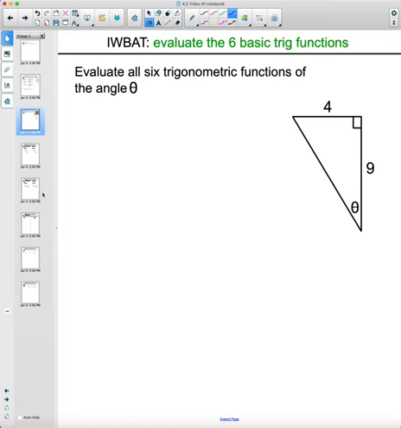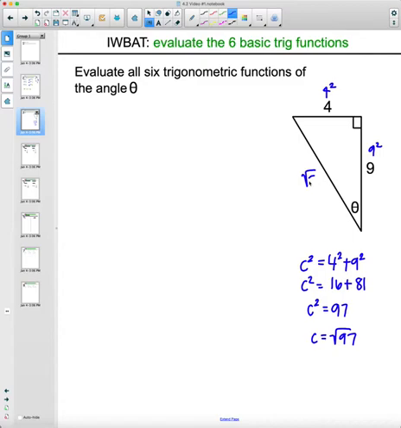All right, so let's take a look at evaluating all 6 of those functions. Let's take a look at our triangle over here. We need all 3 sides, so we're going to have to quickly do the Pythagorean Theorem to find the missing side. So we will do 4 squared plus 9 squared, which should equal that hypotenuse squared. So we have 16 plus 81. So c squared is equal to 97, and then we will square root that to get square root 97. I'm just going to leave it as square root 97.